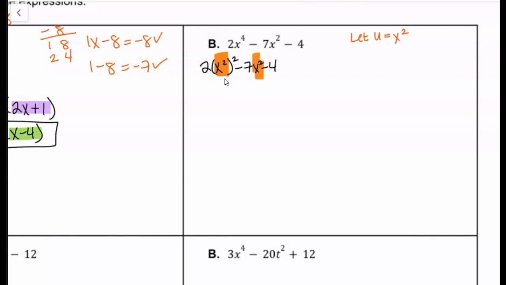So what I'm going to do is substitute these x squared values for u's. So when I rewrite it, I'll have 2u squared, because it was x squared squared, minus 7u minus 4.